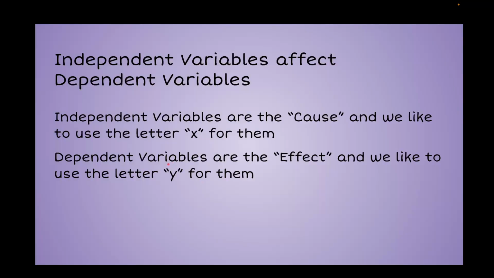What you need to know is that independent variables affect dependent ones. Like the dependent ones, these are depending on the independent ones. And that basically means that the independent variables are always going to be the cause variable. And we also like to call those by the letter x. The dependent one is always the effect, and we like to call that y.